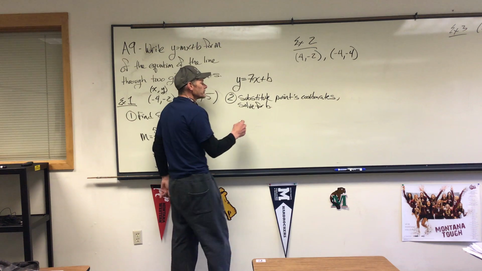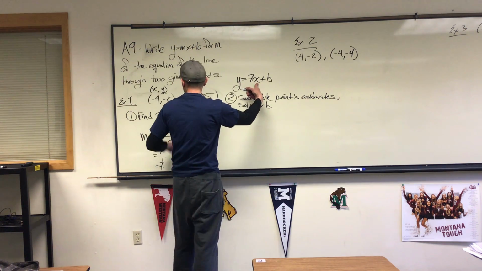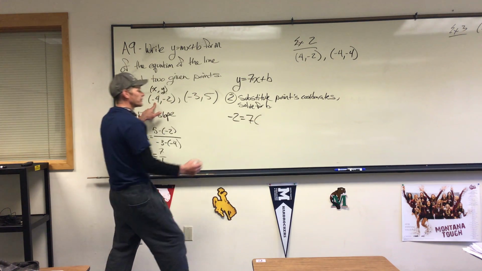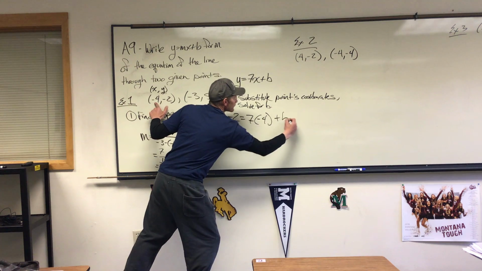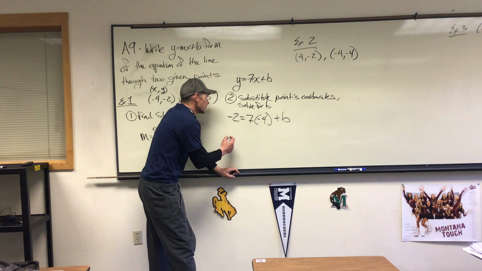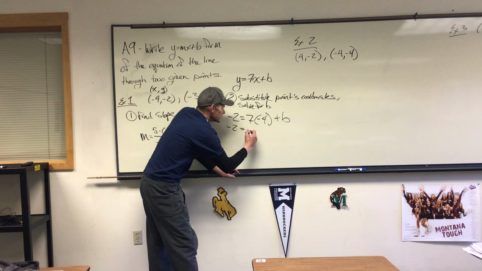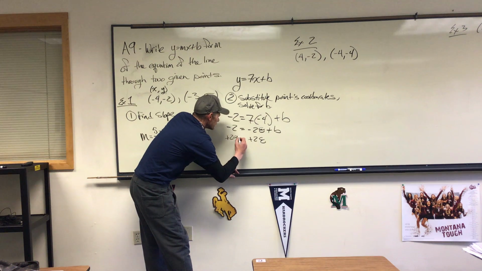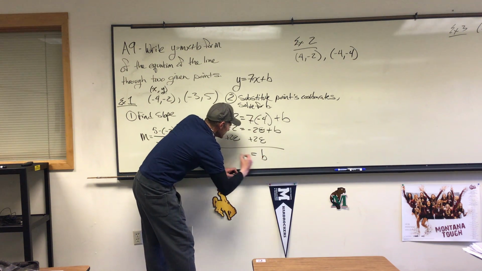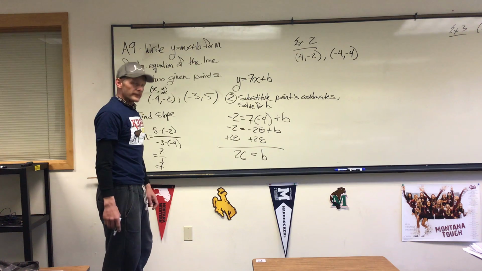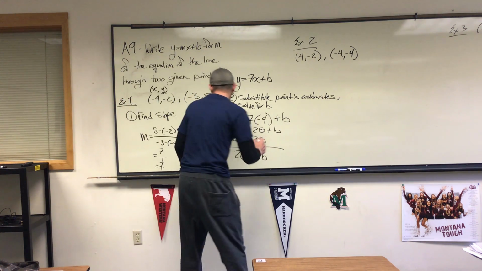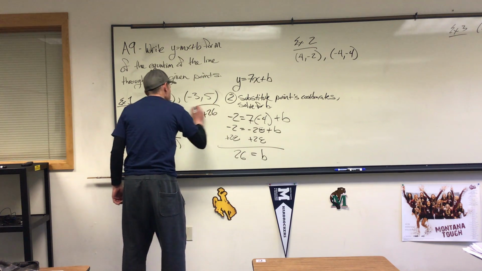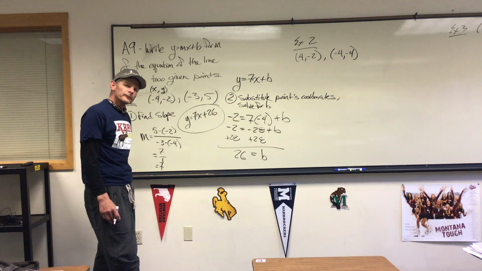Okay, so substitute the coordinates. y is equal to 7x plus b, but y is equal to negative 2 when x is equal to negative 4. And there we go. We have an equation we can solve for b. So negative 2 is equal to negative 28 plus b. Let's add 28 to both sides. And now we see that b is 26. And we can write the equation of our line. We write y is equal to 7x plus 26. And there you go. Okay, not too bad.